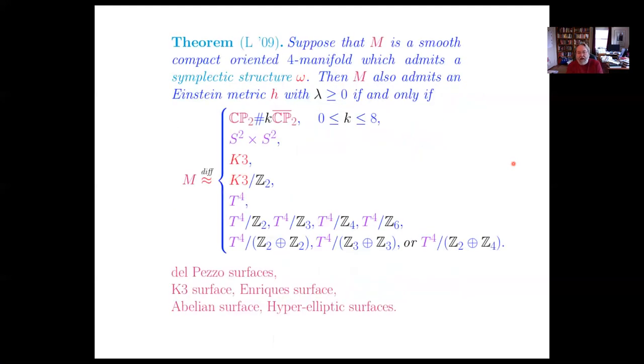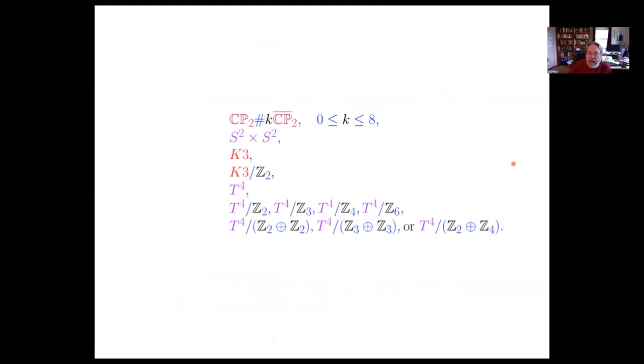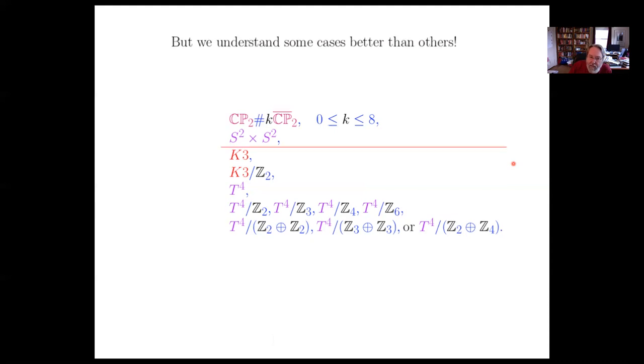All right, so I gave you a list of smooth compact four-manifolds that admit both a symplectic structure and an Einstein metric with lambda greater than or equal to 0. And the surprise is that there aren't very many of them. It's a definitive list. It comes up with various hypotheses. On the other hand, there are cases here we understand much better than others.